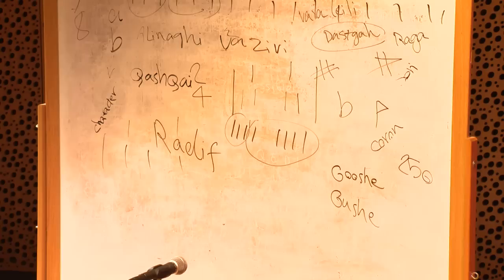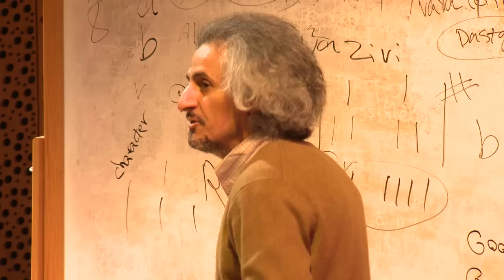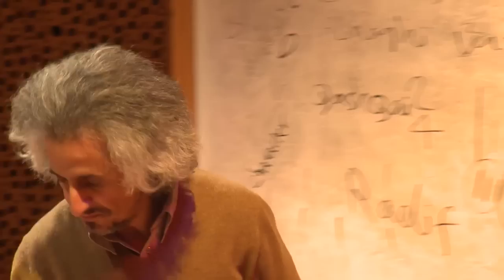About 80% of these 250 gushe don't have a rhythm, a specified rhythm. When we say they don't have a rhythm, they don't have a beat. So listen to this, one of the little children, a gushe of an entire scale.